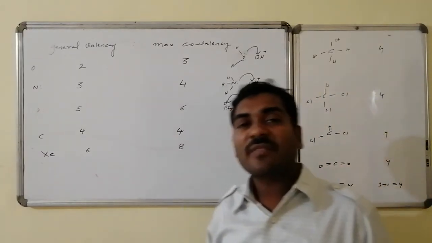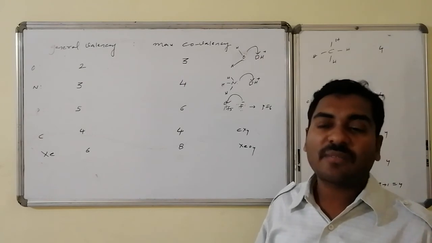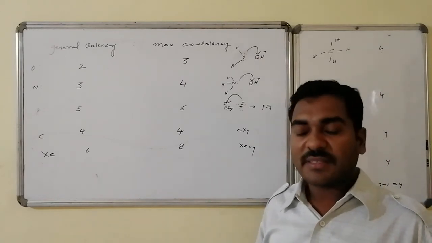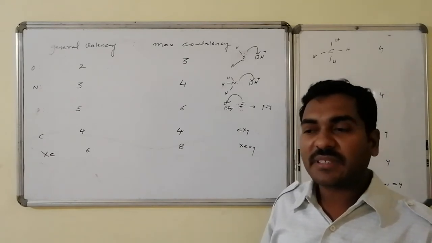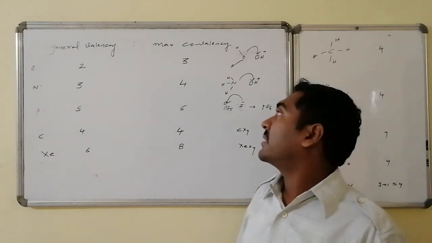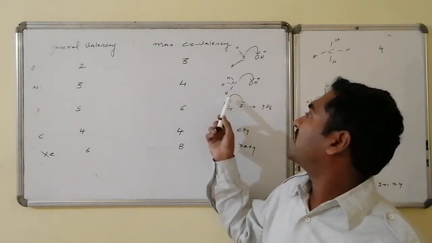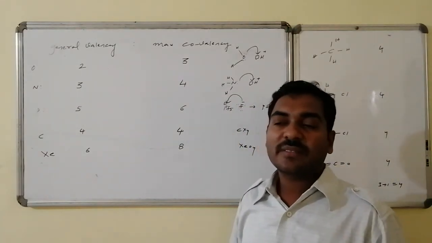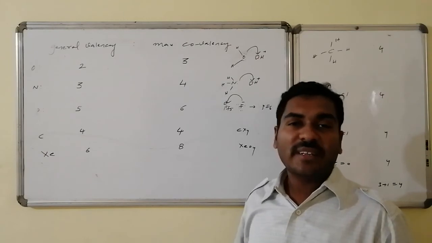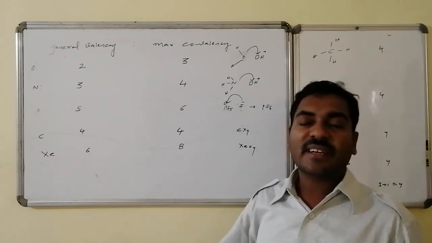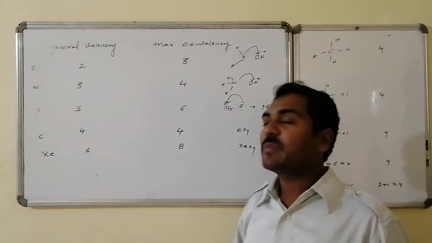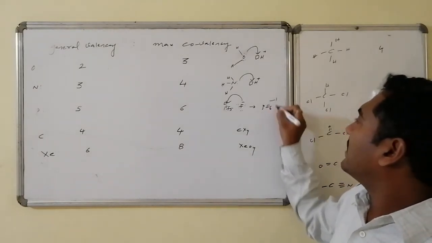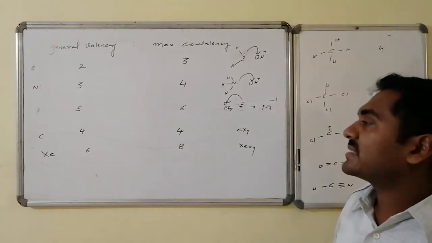Whereas nitrogen normally forms 3 bonds, whereas on donation of the lone pair present on it towards a similar sized cationic species like proton, it forms ammonium ion, the maximum covalency becomes equal to 4. Similarly, phosphorus maximum forms 5 bonds, whereas in presence of F minus, it can also act as an electron pair acceptor with another fluoride, it can form PF6 minus, and here the maximum covalency of phosphorus is 6.